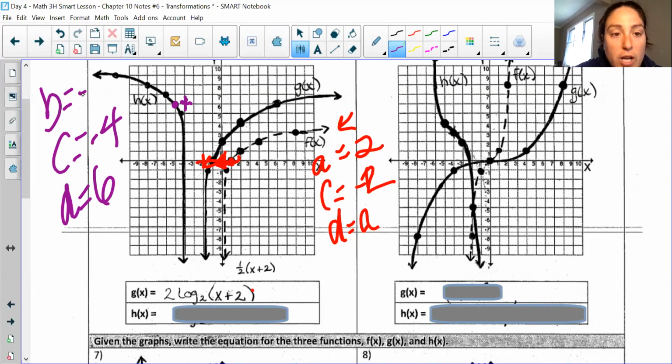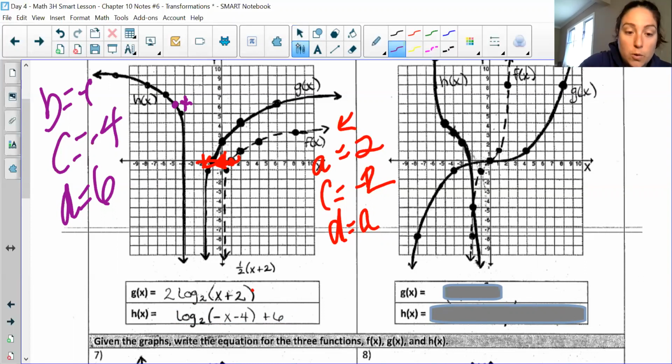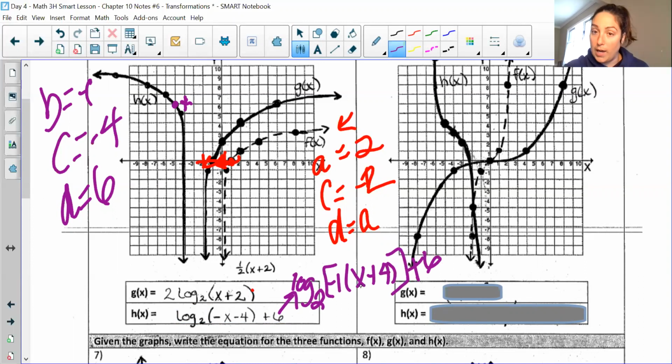And then let's see if there's any sort of change in our rate. It does not appear so. We have right 1, up 1, right 2, up 1. Here we're going left 1, up 1, left 2, up 1. So that seems to be consistent, just the opposite direction due to the reflection, so -1. So we put that all together and we get h of x is log base 2 of -x minus 4 plus 6. And again, if you want to not distribute that negative in and write it as log base 2 of -1 times x plus 4 to keep it more standard, that is a-okay.